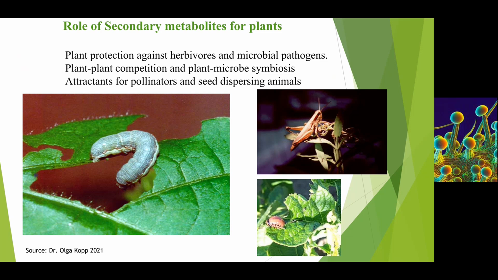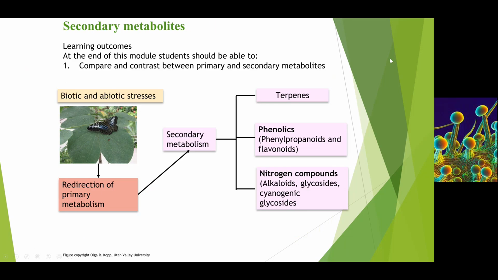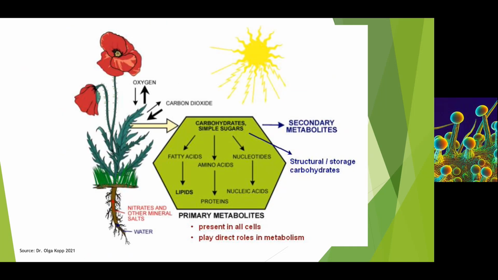The other interesting thing is that on the opposite spectrum, you see that some secondary metabolites are specifically made to attract insects, like pollinators or animals that disperse seeds. Right, we spoke about most of that already.